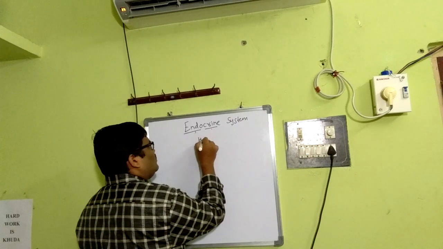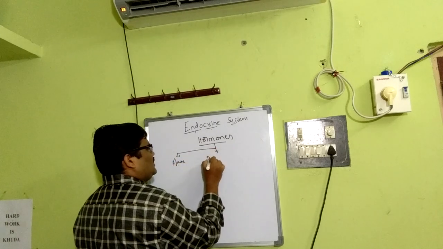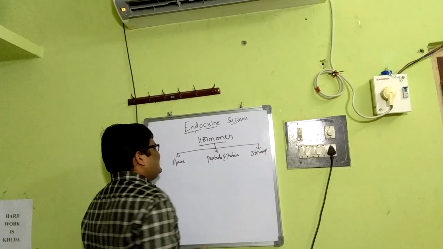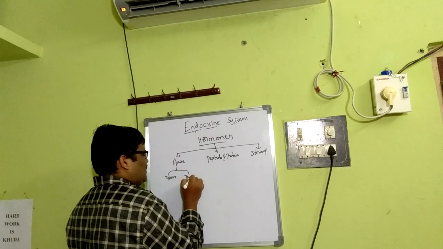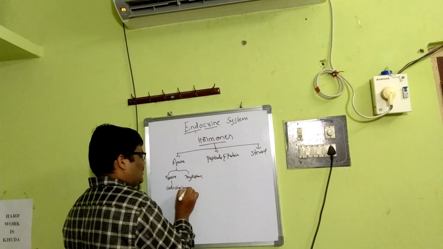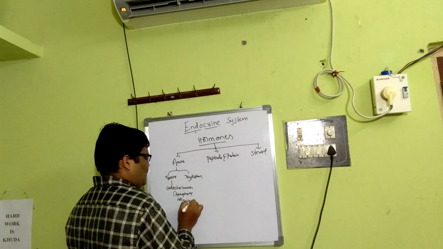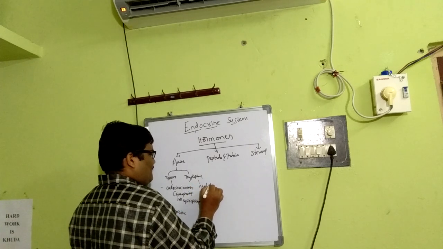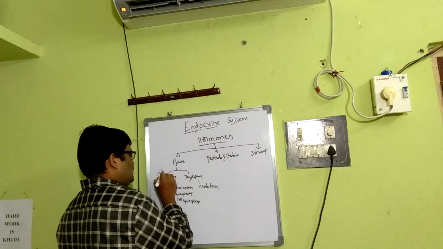Hormones, depending on the nature: amine hormones, peptide and proteins, then steroid hormones. The amine hormones, for example, are derived from tyrosine and tryptophan. Say tyrosine gives catecholamines. What are catecholamines? We have discussed already: epinephrine, norepinephrine. Then thyroxine, then melatonin, a derivative of tryptophan. These are the kind of amine hormones, derived from amino acids.